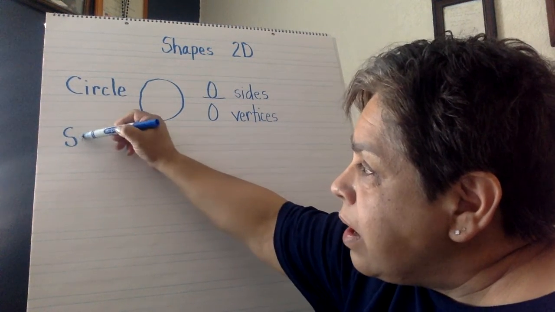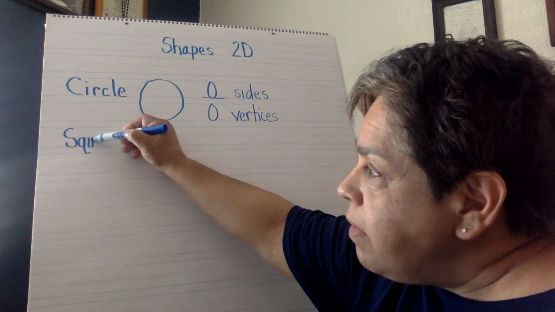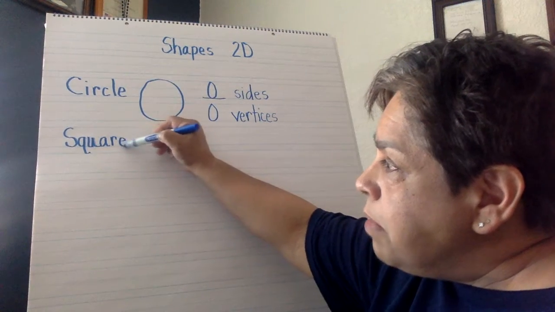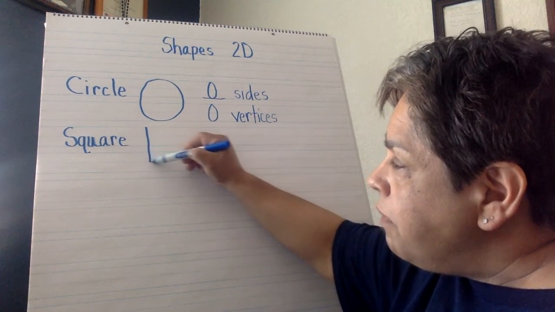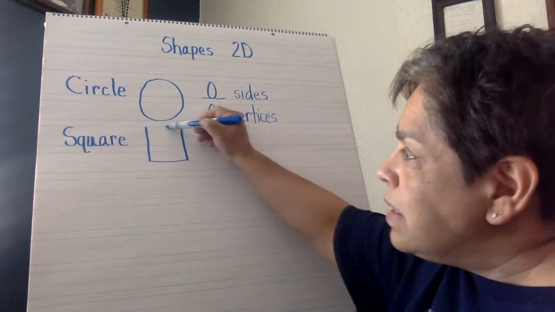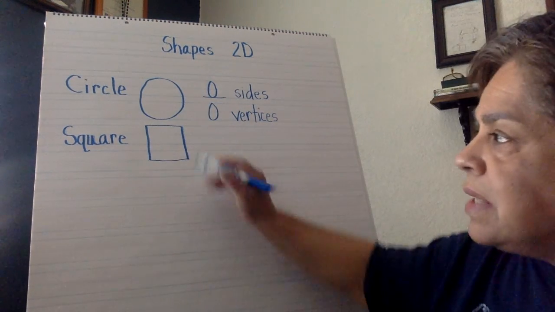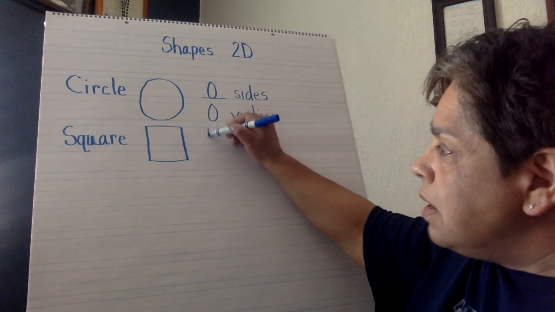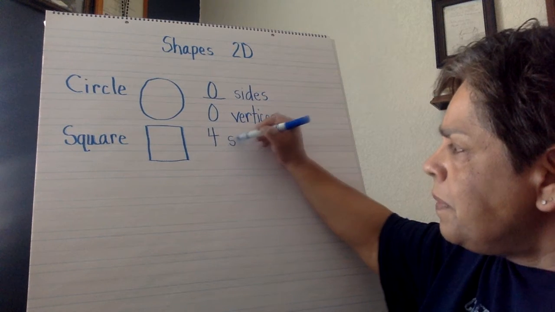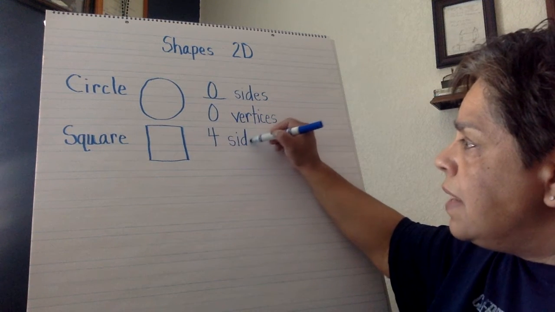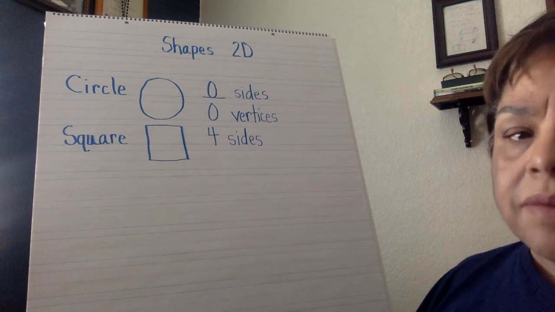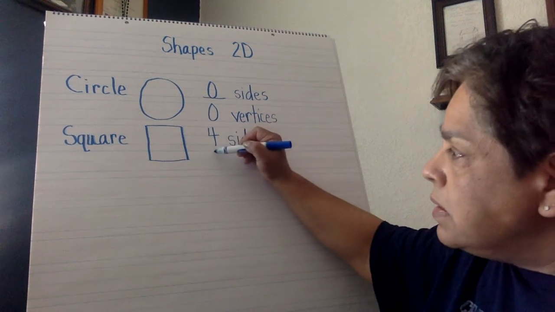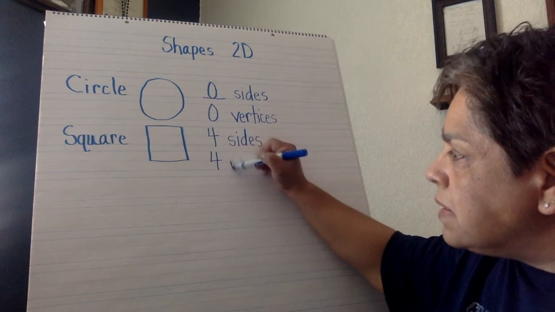A square. A square. Never write Q without the U. We have a square. And remember that a square is going to have all 4 sides the same size. Now, count how many sides a square has. 1, 2, 3, 4. 4 sides. If it has 4 sides, then how many vertices does it have? 1, 2, 3, 4. So it will have 4 vertices.